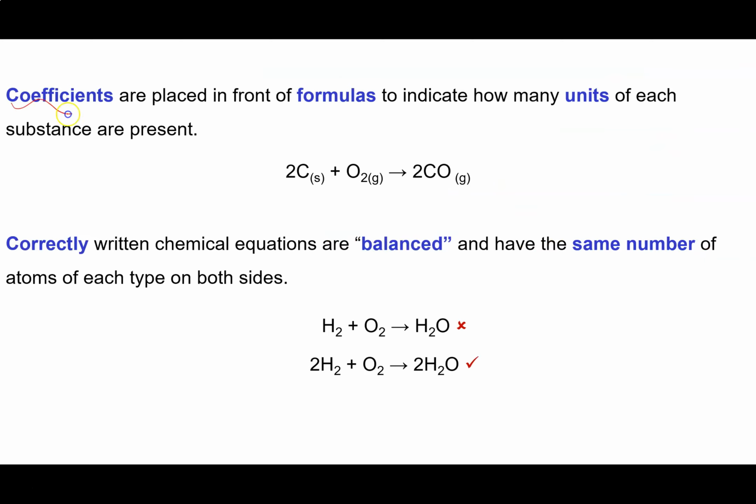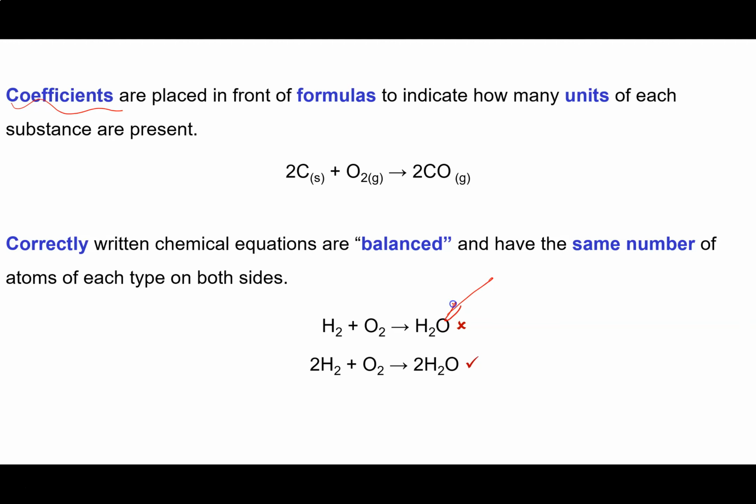So coefficients are numbers that are placed in front of formulas or atomic symbols to indicate how many units of each substance are present. And if we have the correct coefficients, then our chemical equation will be balanced and have the same number of atoms on each side.